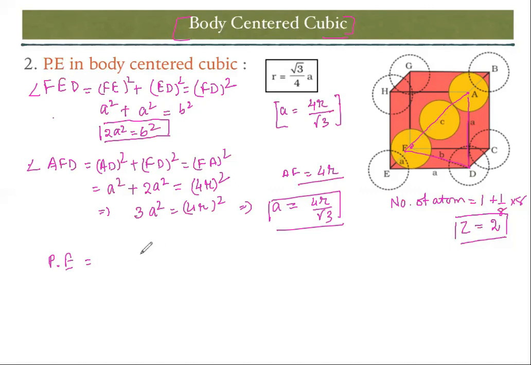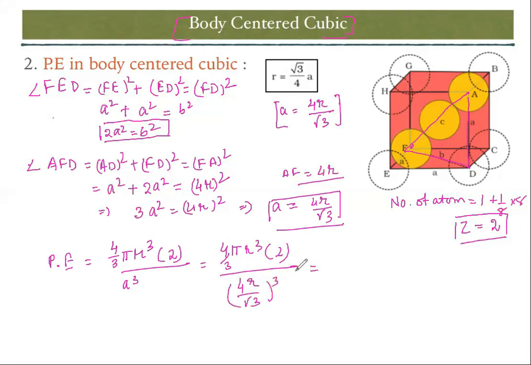So the packing efficiency is the volume occupied by the spheres. One sphere occupies 4/3 πr³. What is the total number of spheres present in BCC? That is 2, divided by the volume of the complete cube, that is a³. So if we solve this, 4/3 πr³ into 2 divided by (4r/√3)³, you'll get 0.68.